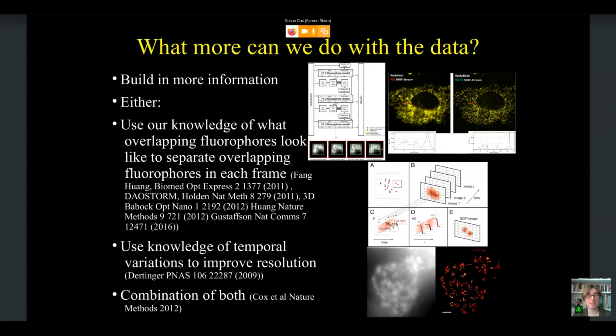You can also build in both temporal and spatial information, and this is something that Rainer and I published together back in 2012, using a Bayesian statistical model of blinking and bleaching to model the whole process of fluorophore photo switching, and then to use that to build up a model of where fluorophores are in the sample.